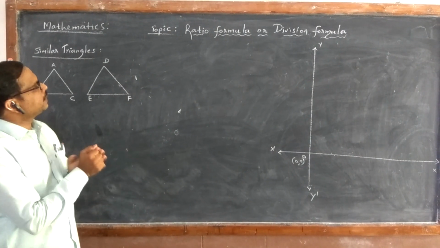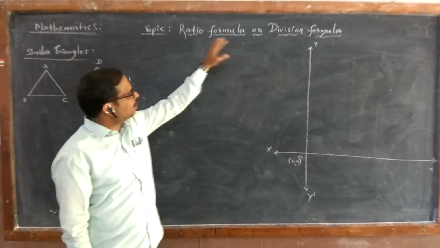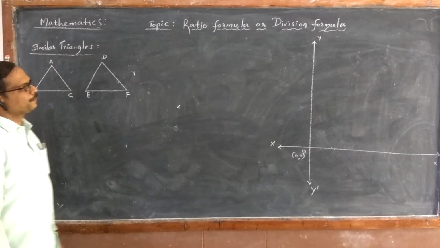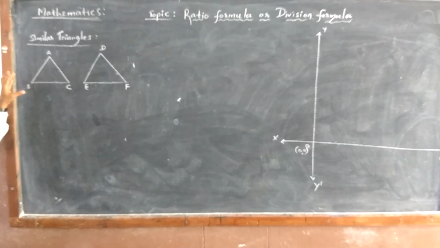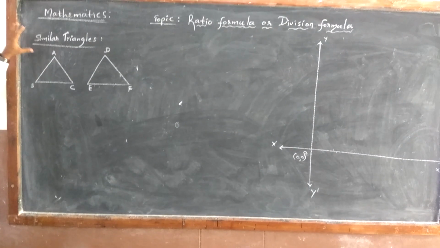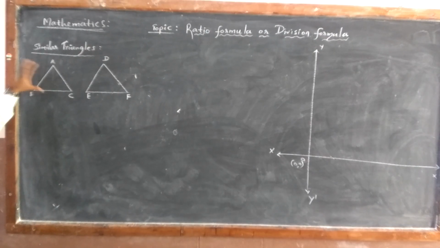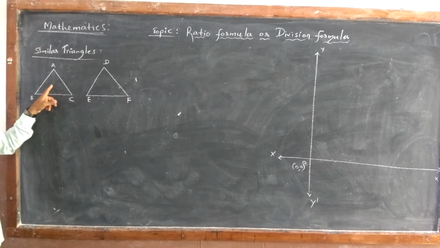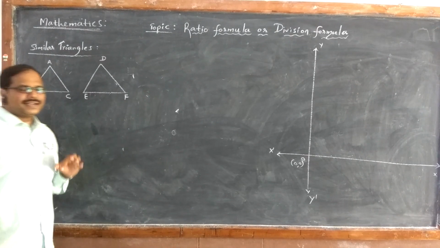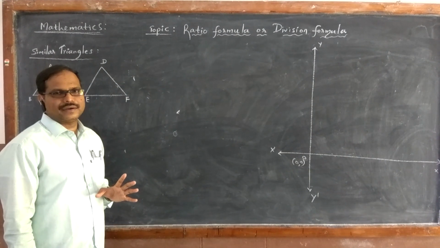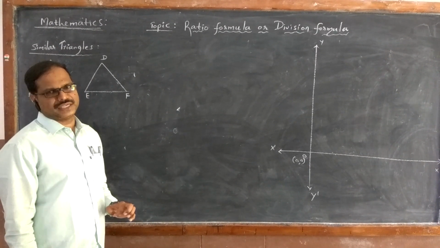Today we are going to see a proof of the ratio formula or division formula. Before going for that, we should be able to understand similar triangles. What is meant by similar triangles? Two triangles are said to be similar if their corresponding angles are equal and their corresponding sides are proportional.